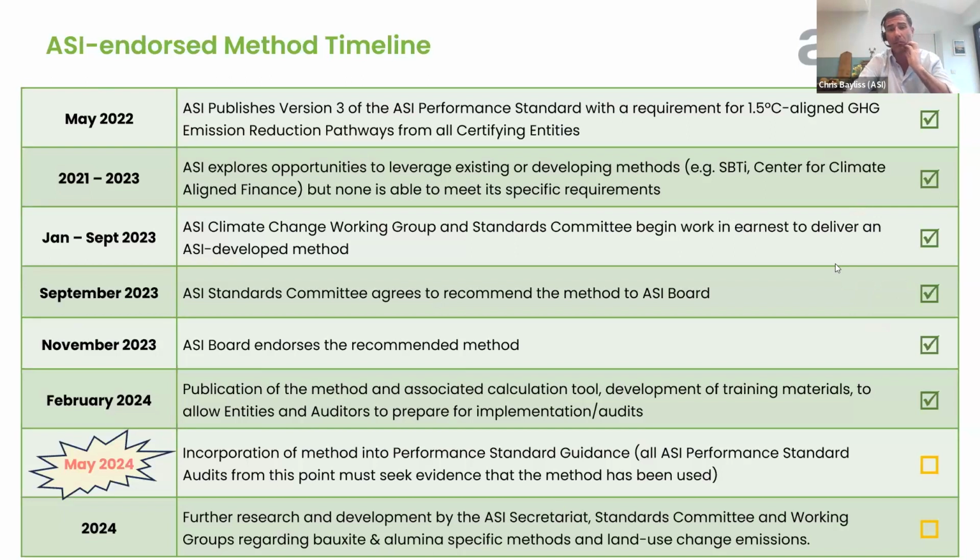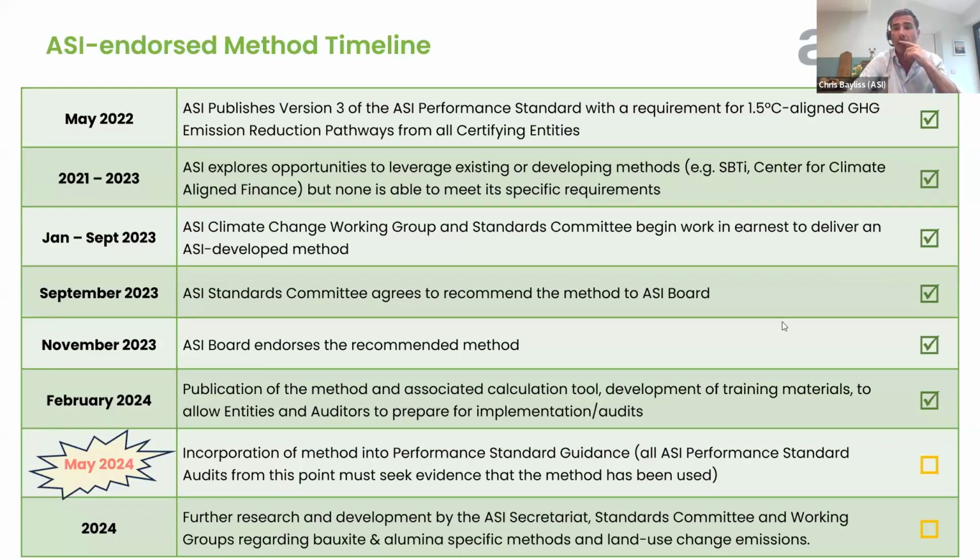We update guidance relatively frequently, and that will happen in May 2024. And from that date, all audits that occur, ASI Performance Standard audits, will need to have demonstrated to the auditor by the entity that the method has been used to generate the pathway. So from 1st of June, date to be confirmed once guidance is released, all audits from that date would need to use the ASI method in order to demonstrate their pathway.